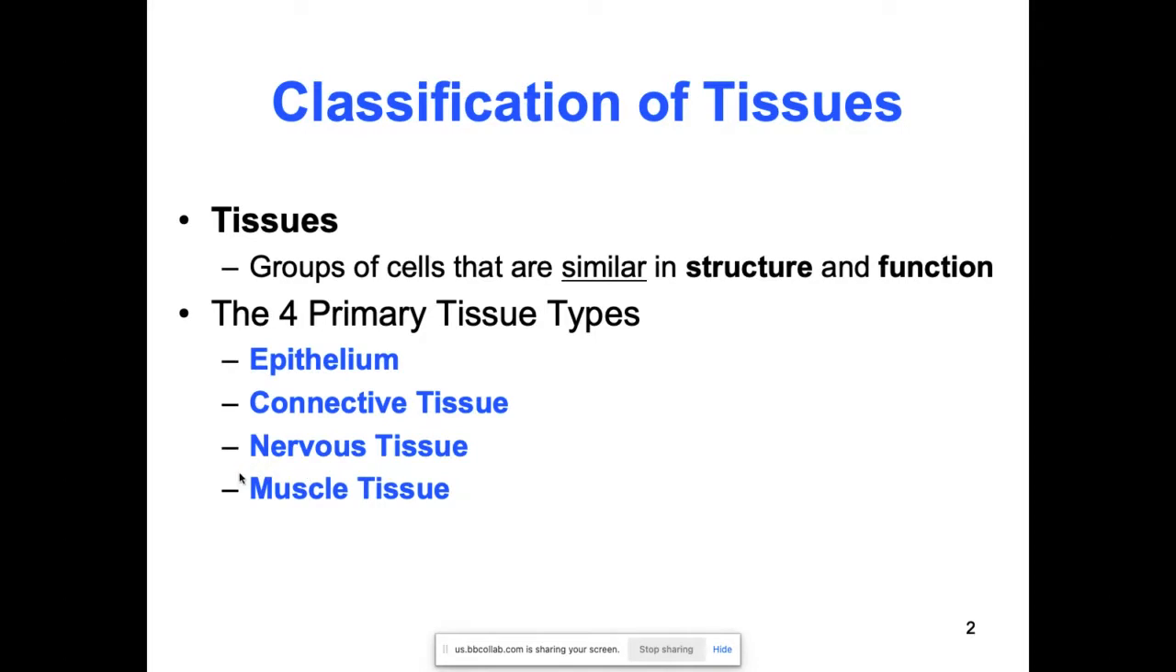Under nervous tissue, we'll talk about the neuron and some neuroglial cells, but primarily focus on the neuron. And then under muscle tissue, there are only three types of muscle, and we'll talk about those three types, which are skeletal, smooth, and cardiac.